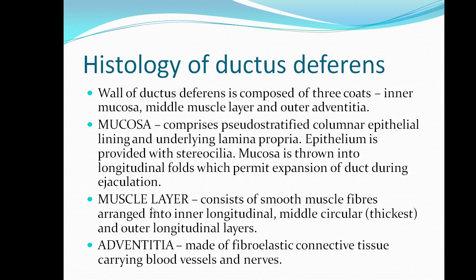The muscular layer consists of smooth muscle fibers. They are arranged into three layers: the inner longitudinal, middle circular, and outer longitudinal. The adventitia is made up of fibroelastic connective tissue carrying blood vessels and the nerves.